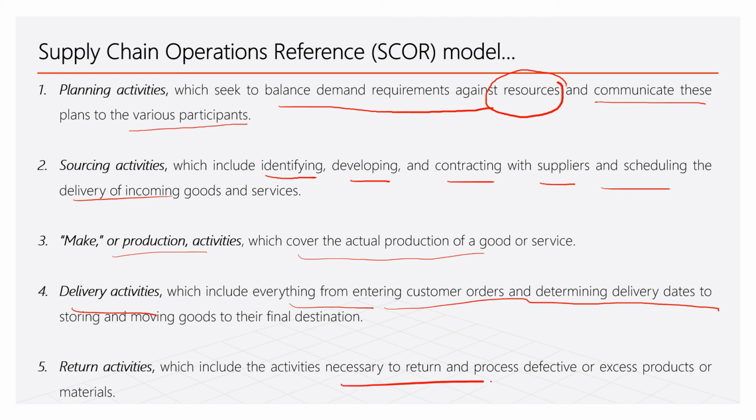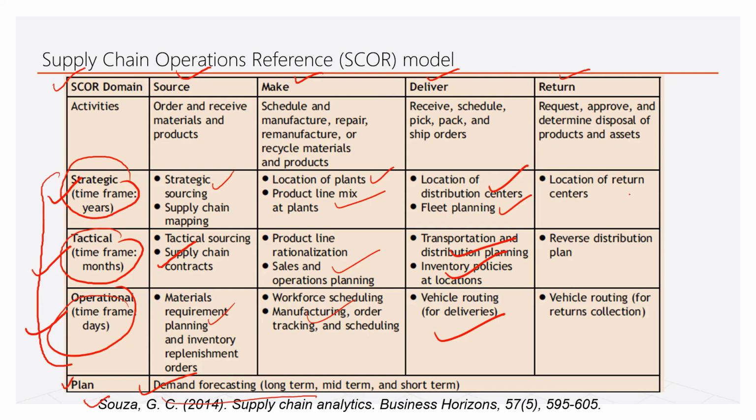Now, if we come to the last type of activity, which is return, it includes the activities necessary to return or process defective products. So what will we do? At a strategic level, obviously, we are deciding the location of the return center and the distribution plan, and how we are going to deal with a defective product or a product recall. And of course, here we are also dealing with a vehicle routing type of problem, for the return collections.